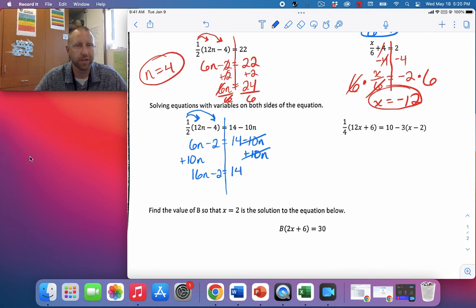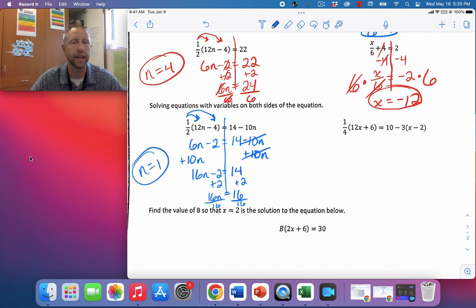Now I'm ready. It's just a two-step equation. Once you get rid of the variables on one of the sides, it's just a two-step equation. So I add 2 to both sides. 16n equals 16. And then divide both sides by 16. I'm running out of space. 16 divided by 16 is just 1. So I get n equals 1.